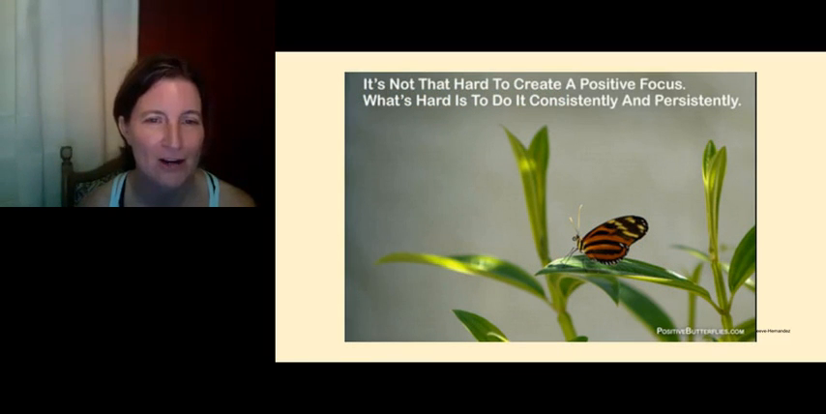So it's not that hard to create a positive focus. What can be hard to do is to do it consistently and persistently, but it is important.